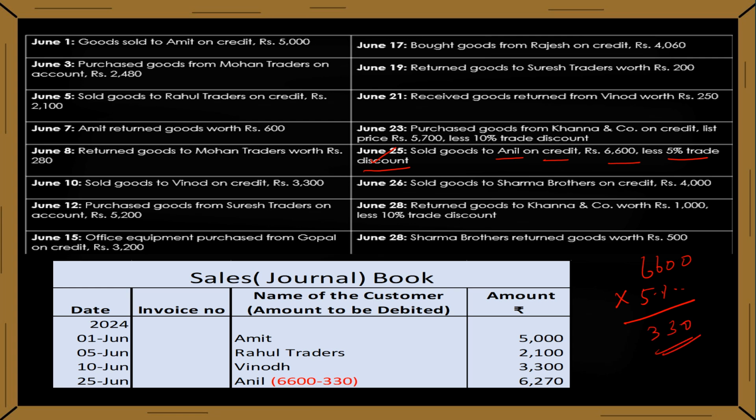On 25th June, see the sales journal book. Name of the customer is Anil. 6,600 less 330 is 6,270, which is the net amount to be taken.